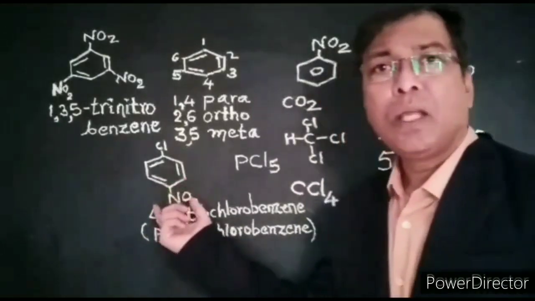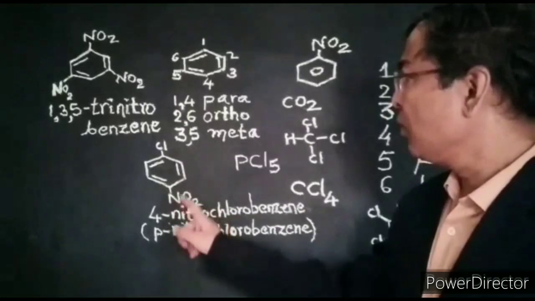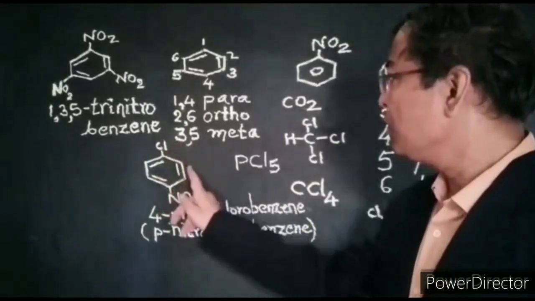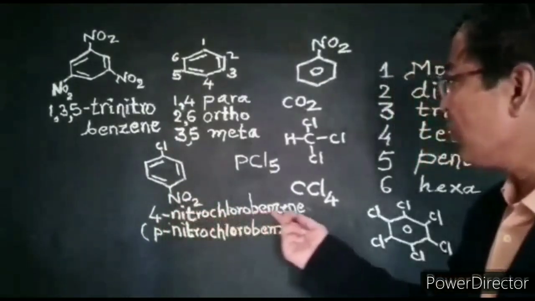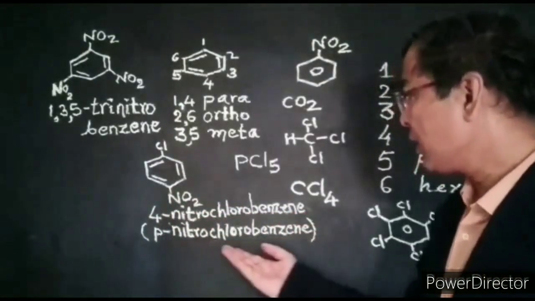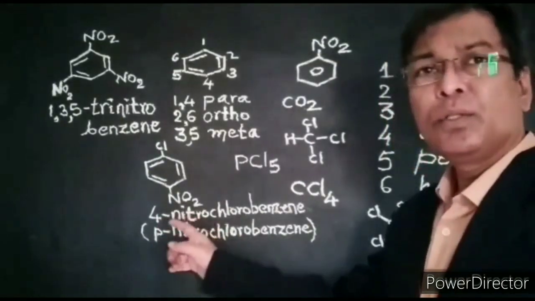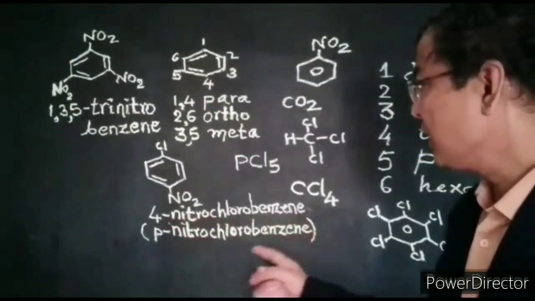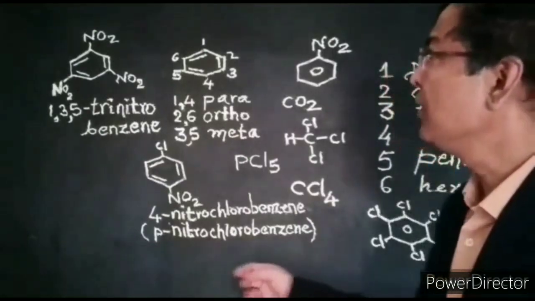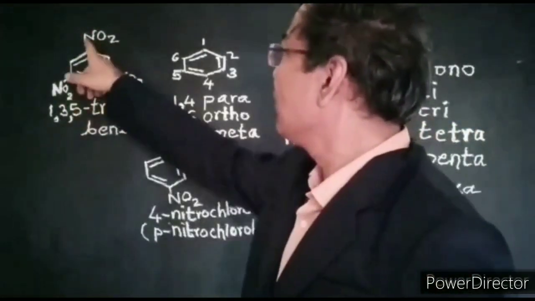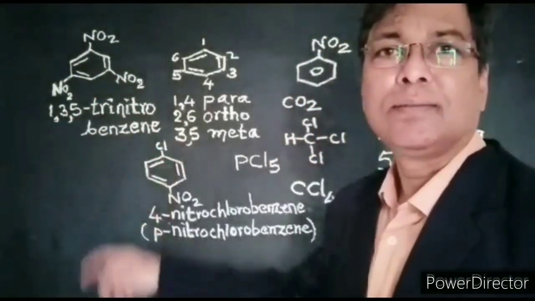Let us consider one example. In this example, the functional group NO2 is present on the 1, 2, 3, 4th position. So its name is 4-nitrochlorobenzene. It is also called para-nitrochlorobenzene. According to IUPAC, numberings are used, so it is 4-nitrochlorobenzene. And in common naming, para and ortho positions are used. The name of this example is 1,3,5-trinitrobenzene.